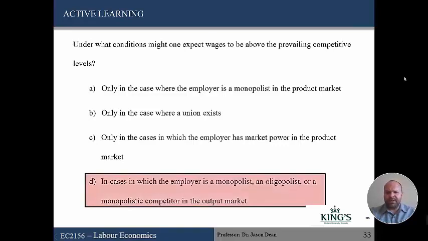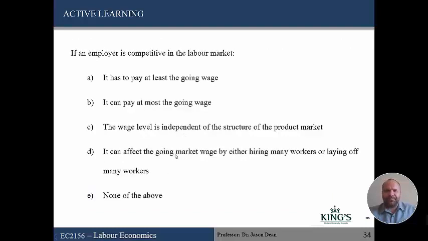So the answer here is D. So it's not only in the case. Each of these has only in the case. It actually could be in the case where the employer is a monopolist, oligopolist, or monopolistic competitor. Also, there could be a union. We haven't talked about unions, but there could be a union. But this question, each of these says only in the case. It's not only in the cases of these.